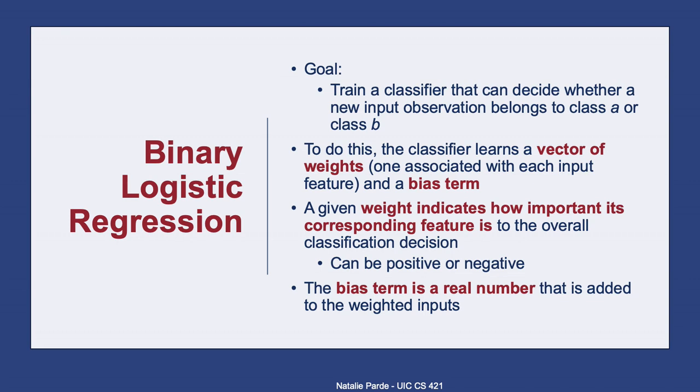To make these decisions reliably, the classifier learns a vector of weights associated with the input features, along with a bias term. Each weight indicates how important its corresponding feature is to the overall classification decision. So, for example, some features might factor in very positively towards class A, whereas others might correlate negatively with the same class. The bias term is just a real valued offset that is added to the weighted inputs to improve the classifier's performance.